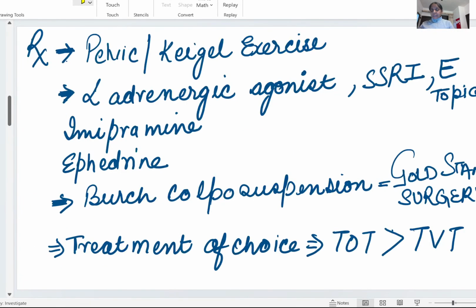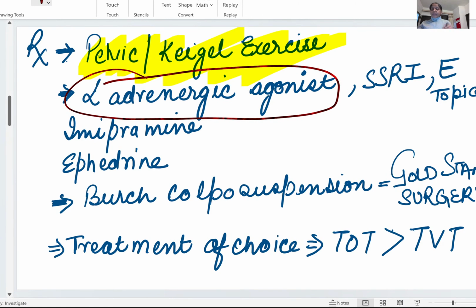What is the treatment? Conservative treatment is pelvic or Kegel exercises to strengthen the pelvic floor, to strengthen the levator ani. And what are the drugs? The levator ani has got weak. The supply of the levator ani is by alpha adrenergic fibres. You all have learned the physiology of micturition, isn't it? So the alpha adrenergic agonist we have to use.